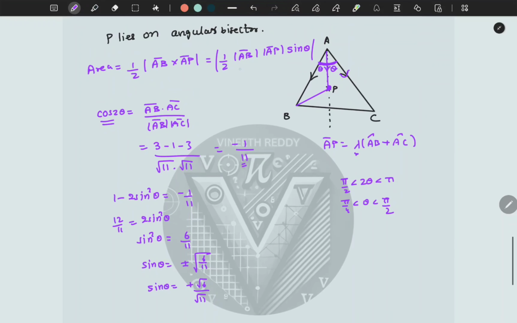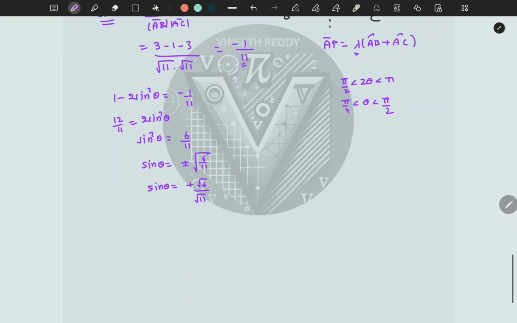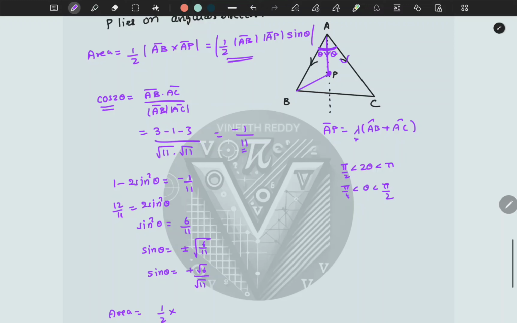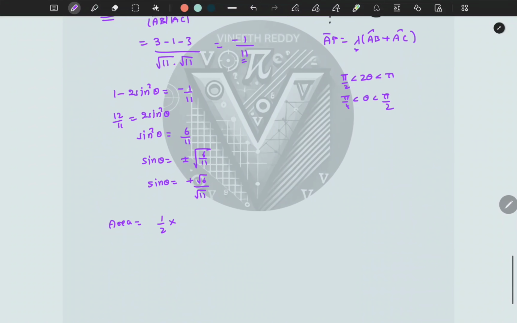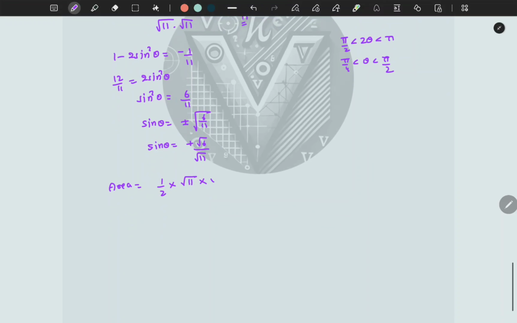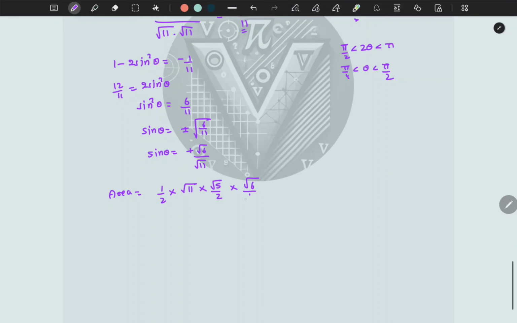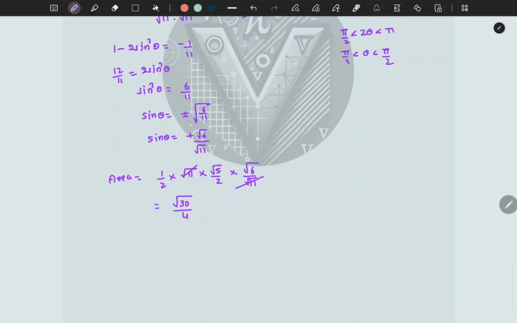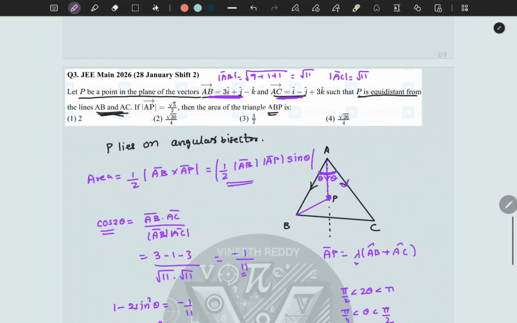So ultimately I think the answer now becomes this area will be half mod AB. What is the magnitude of AB? Magnitude of AB is root 11. Magnitude of AP is under root 5 by 2. So under root 5 divided by 2 into sine theta, which is root 6 by root 11. We can cancel this, and what do we get? Root 5 into root 6 is root 30 divided by 4 square units. Do we have this as the answer? Yes, option 2 is correct.